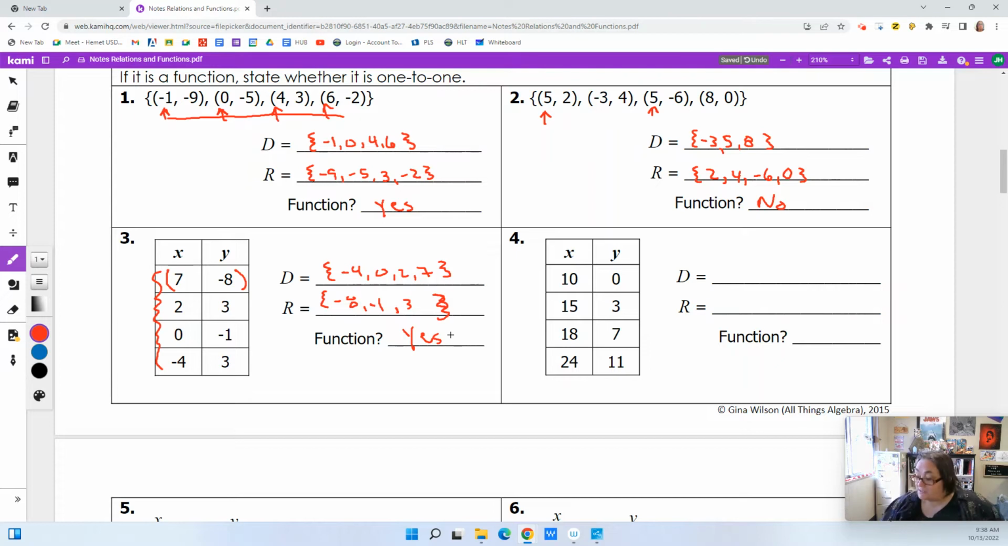So not terribly difficult. So if we looked at number 4, we could go, okay, well, our domain is 10, 15, 18, 24, right? x makes up our domain. Y makes up our range. Look, it's already pointing at the R. Is it a function? Heck yeah, it is. Why is it a function? None of our x's repeat. Follow?